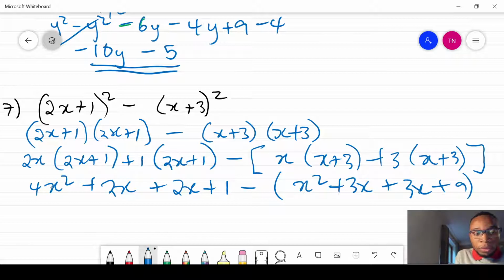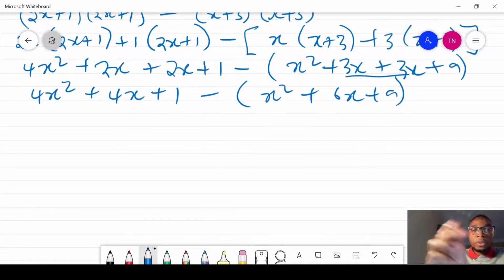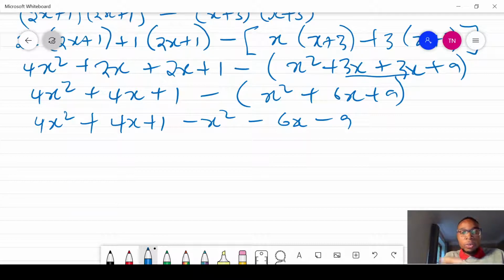So what we're going to do here, we are going to collect like terms here. That becomes 4x squared plus 4x plus 1. Then we're going to be subtracting what is inside there. So we have x squared. Then we collect these like terms. That becomes 6x plus 9. Then from here, we're going to open up the brackets. We're going to have 4x squared plus 4x plus 1 minus x squared minus 6x minus 9. So when you multiply everything that is inside the brackets by the negative sign, that is what we're going to be getting there. So from here, we're going to proceed to collecting like terms.